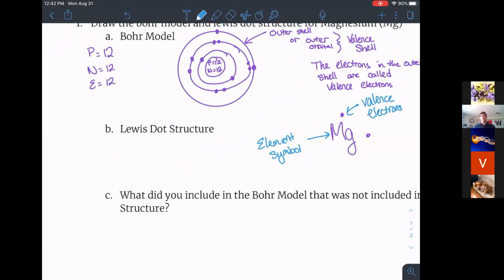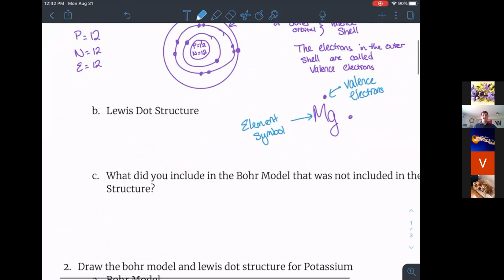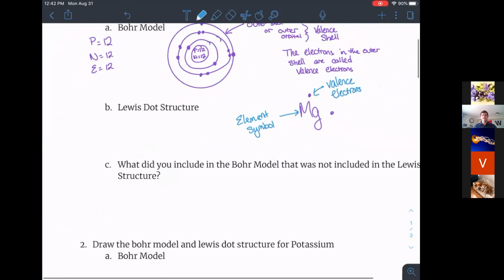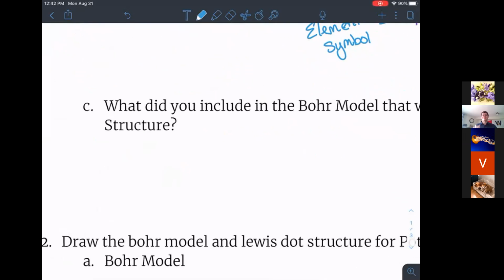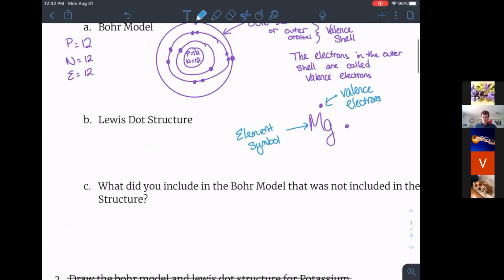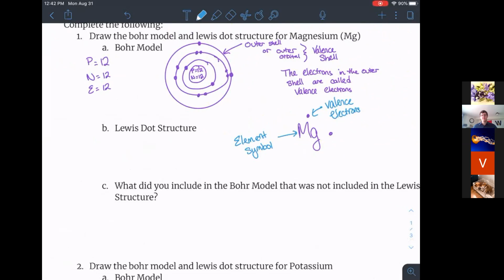So if we look, it says for part C, and this is the only time I'm going to ask this, what did you include in the Bohr model that was not included in our Lewis dot structure? Can anybody tell me something that was in the Bohr model that's not in our Lewis dot structure? The valence shell. The valence shell is in both. Okay, so not the circle, not the orbital. So the valence shell wasn't there. Perfect. Just the valence electrons are in both. What else?